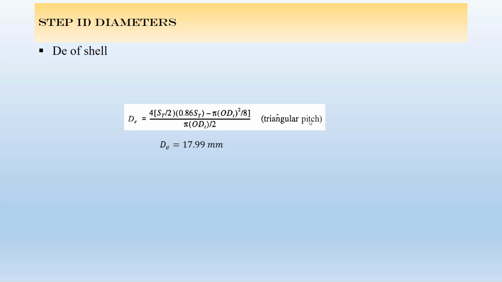So for the triangular pitch, you can use this equation to find the equivalent diameter. You need to have the ST, which is the pitch size, and the ODT, which we found in the previous step. If you substitute the ST, ODT, and these things in this equation, you can find the equivalent. So this is the equivalent diameter for the shell.